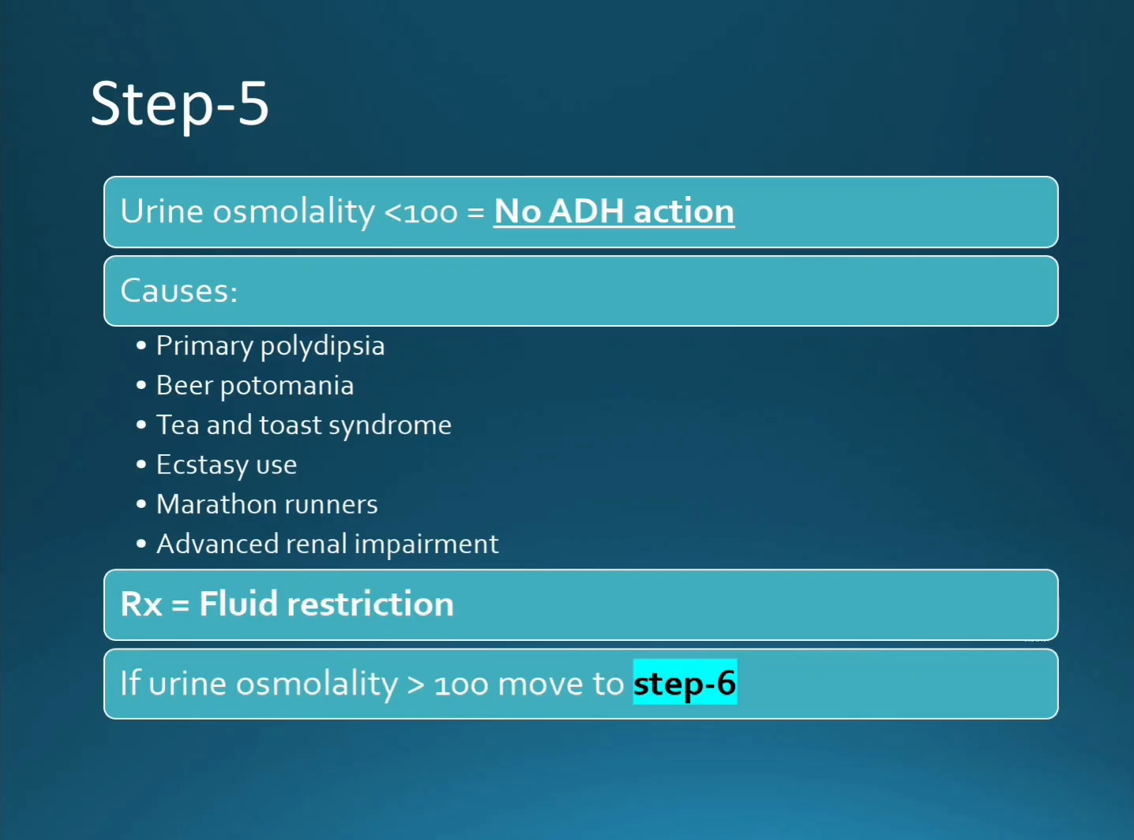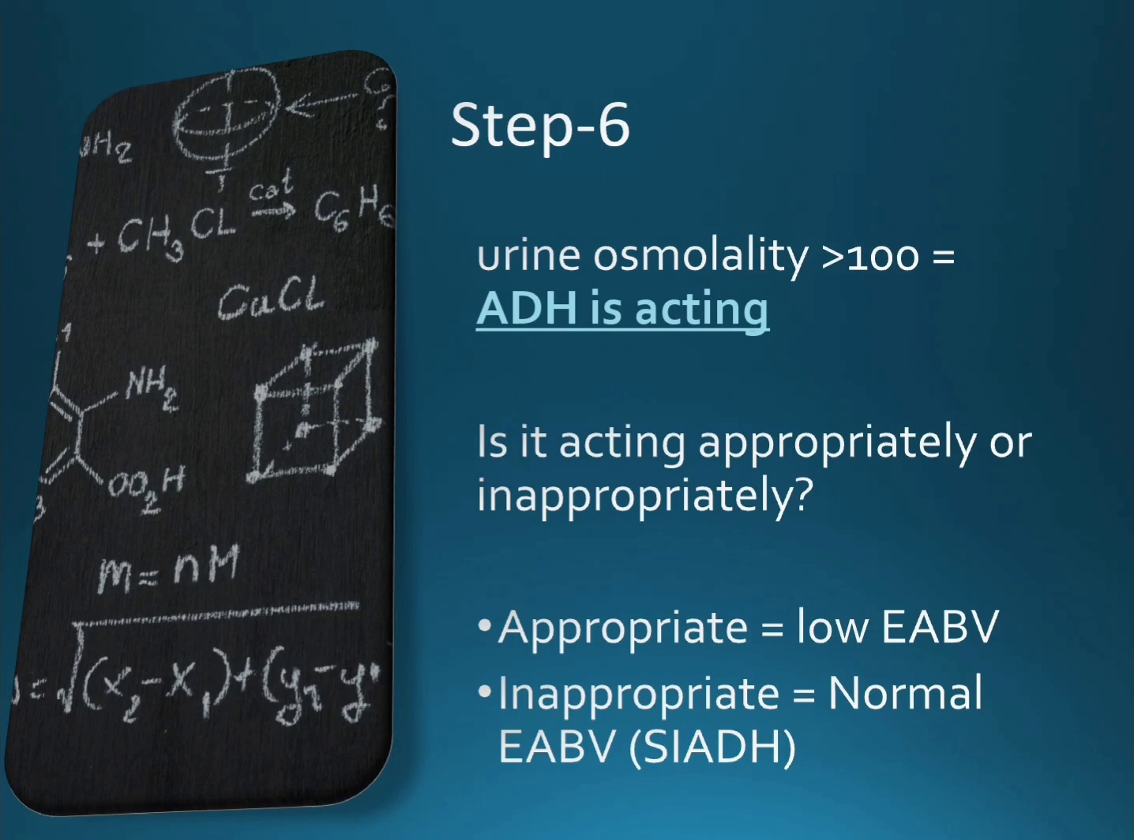What would you do if urine osmolality is 100 or more? So in that case, ADH is in action. So you move to step 6. The question will be, is this ADH acting appropriately or inappropriately? When does the ADH act appropriately? It acts appropriately when there is low effective arterial blood volume. If it's acting inappropriately, then it's a syndrome of inappropriate ADH or SIADH.